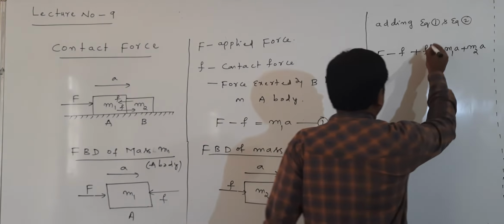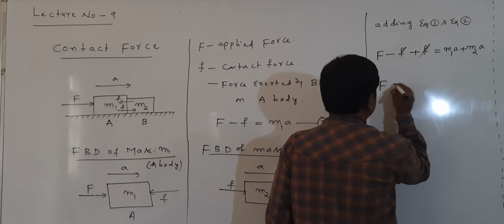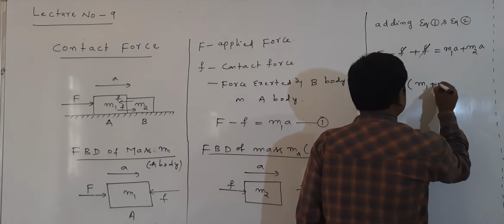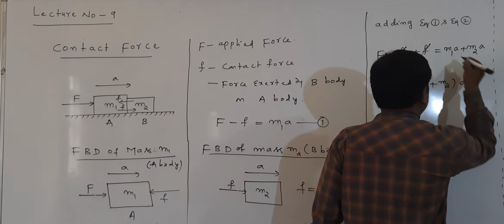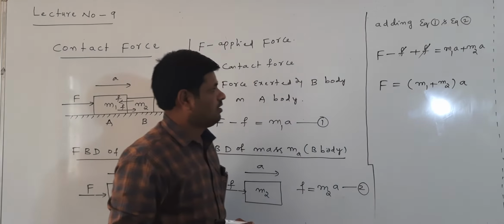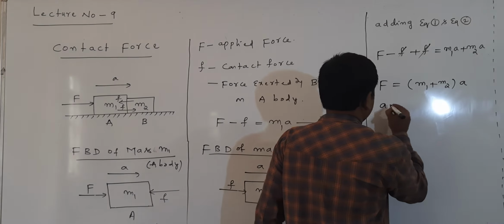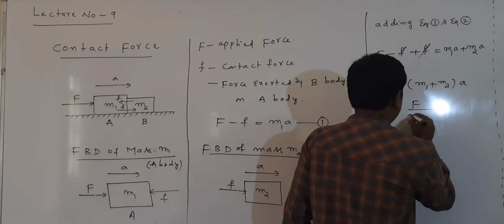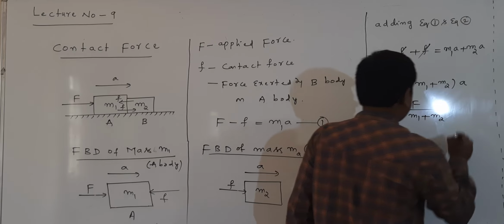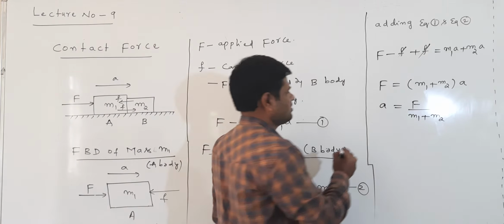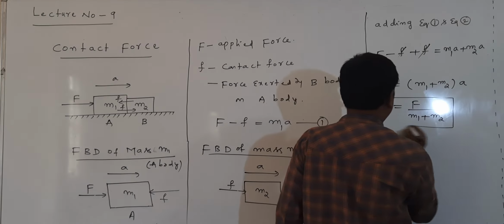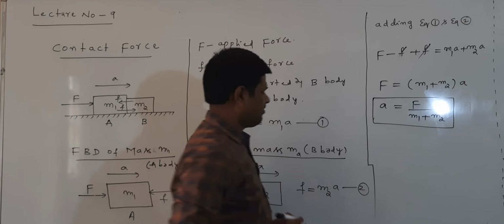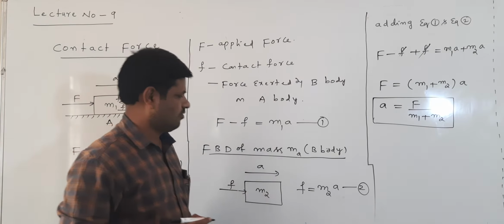Now the small f cancels. Capital F is equal to M1 plus M2 into A, taking A common. Now from this we get the acceleration A is equal to F by M1 plus M2. This is the acceleration. From this you can find the contact force. What is the contact force value here?